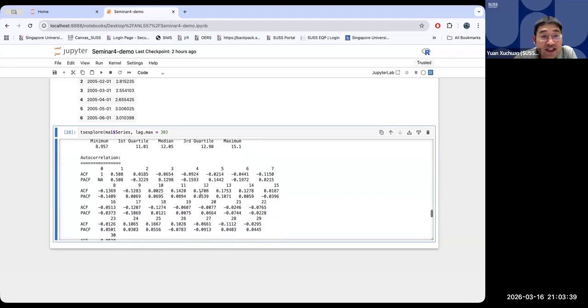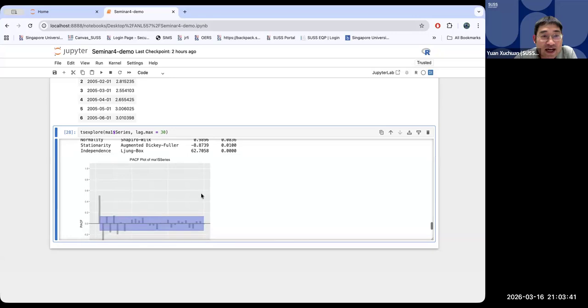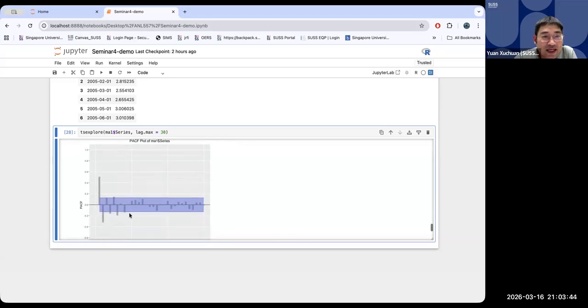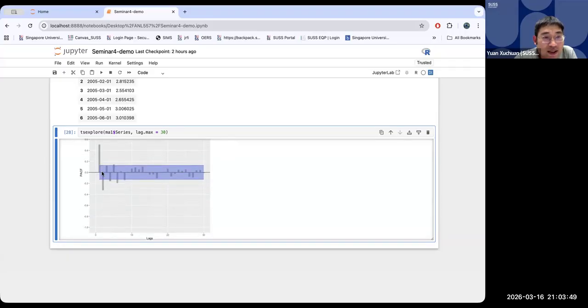And then you look at the PACF. After maybe lag 1, 2, 3, 4, 5, 6, after lag 6, the PACF seems to be almost zero too, between this blue area, within 2 standard deviations of the mean 0. So we say they are almost 0.